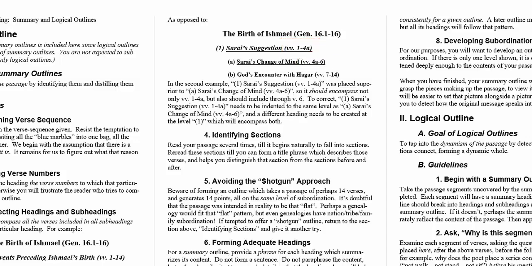Further, the next subordinate heading below, letter B, God's encounter with Hagar, picks up at verse 7, extends through 14, which is far exceeding the limit announced by the superior heading Sarai's suggestion, 1 through 4a. So this is what we mean as a negative example regarding the importance of respecting the headings and subheadings. Let's look at item 4 in the second column, identifying sections.